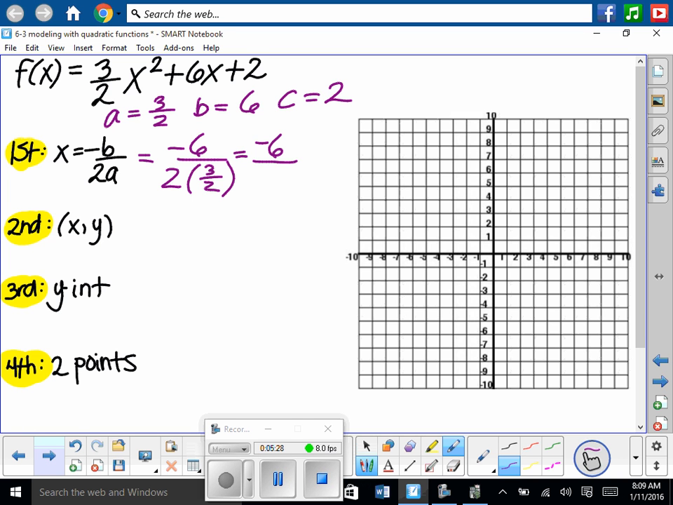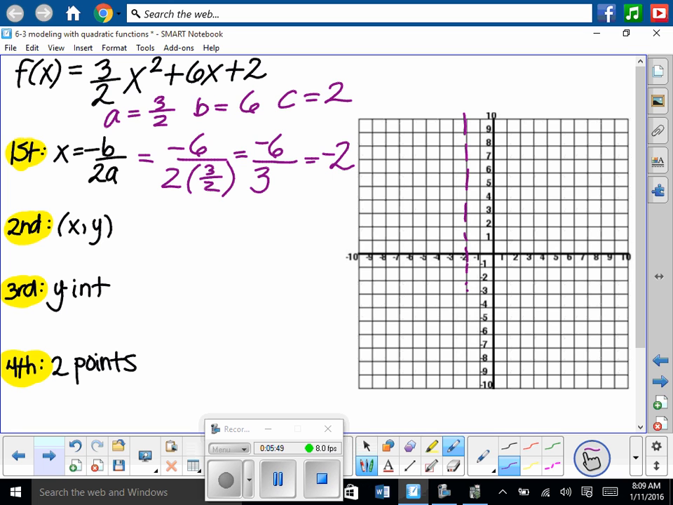A lot of you don't know how to do that, so do it in your calculator. 2 times 3/2, go. Everybody should be doing it. Remember that no longer is it acceptable for you to sit there and watch me do it. 3, awesome. What's -6 divided by 3? -2. So are you going to let fractions scare you? No, okay. So we have our axis of symmetry at -2.